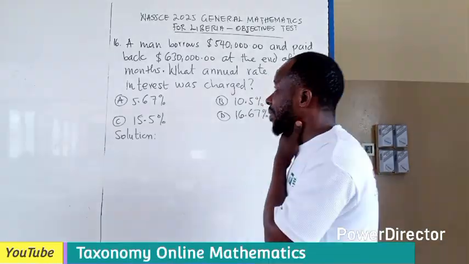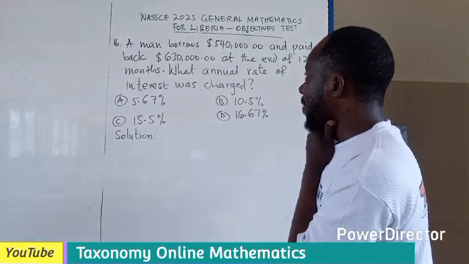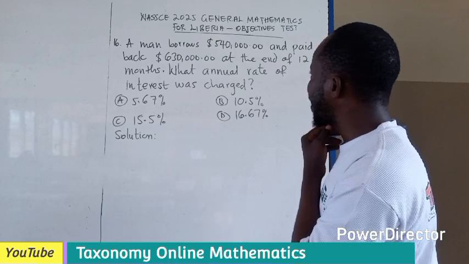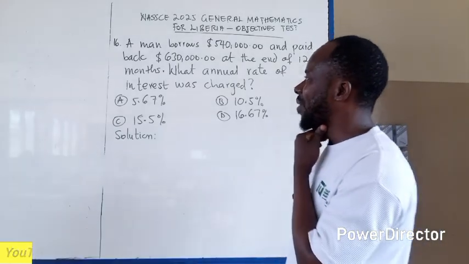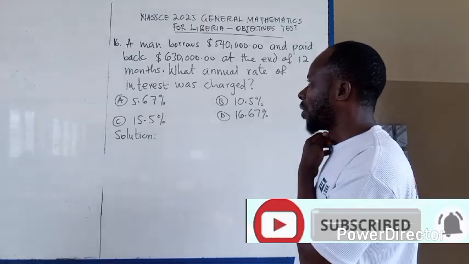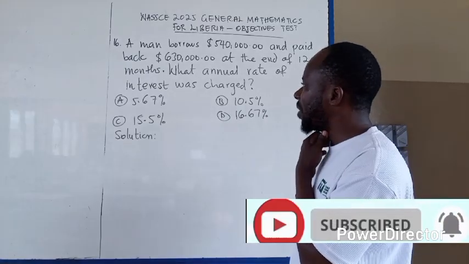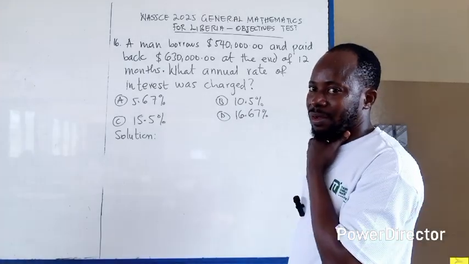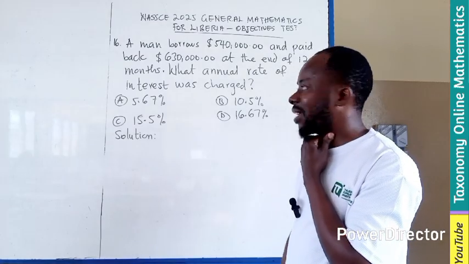Question 16. A man borrows $540,000 and paid back $630,000 at the end of 12 months. So what annual rate of interest was charged? You can see this is a simple interest calculation.